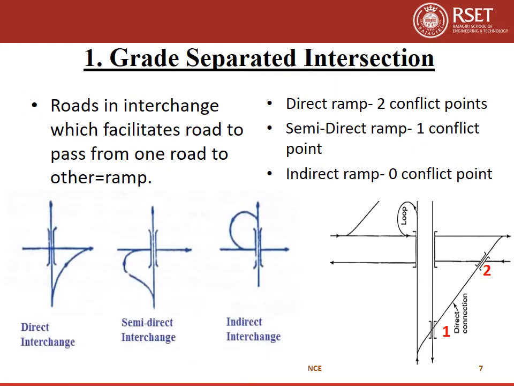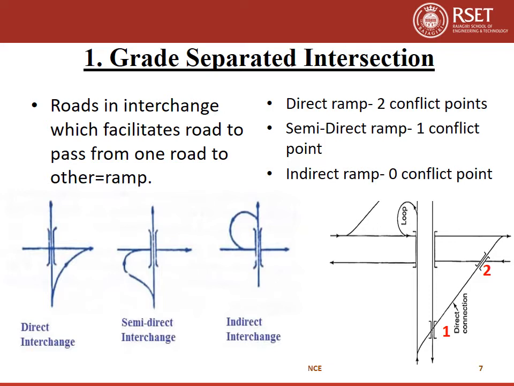So for grade separated intersection we have seen that the roads at different elevations are connected by connecting roads called ramps. These ramps are divided into three types: direct, semi-direct and indirect. So based on the type of ramp present in an interchange will be that type. For example, if direct ramps are present, then it will be a direct interchange.